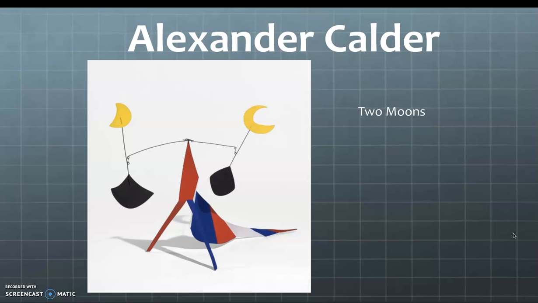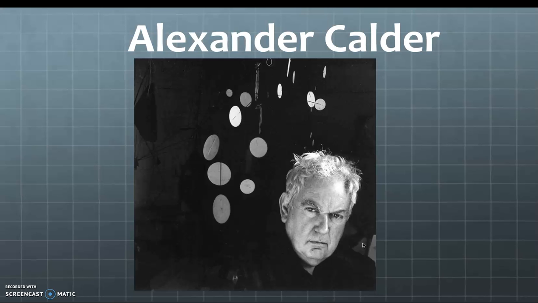So again, a mobile is a kinetic sculpture. It uses physical balance and movement. A stabile does have physical balance, but it's secured to a table. So that's him right there much later in life.